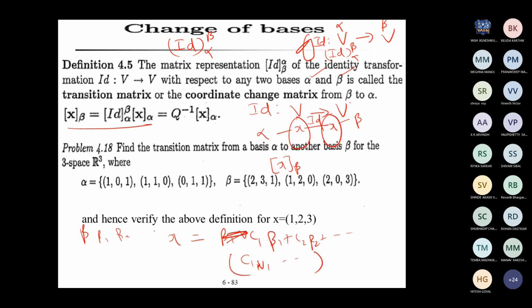We studied this. Hello? Yes, ma'am. Okay, so what is X alpha? X alpha is nothing but writing X, again an arbitrary vector, as a linear combination of the vectors in alpha. Alpha is another basis, right? So for a finite dimensional vector space, how many bases are possible?